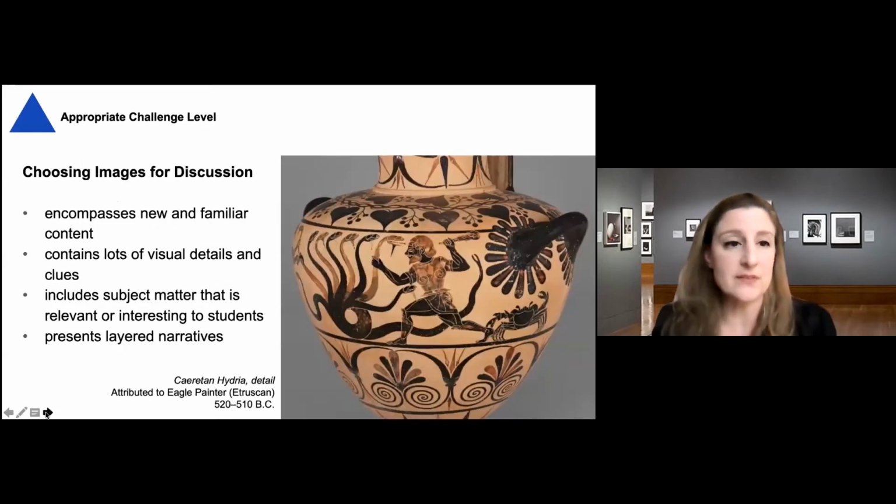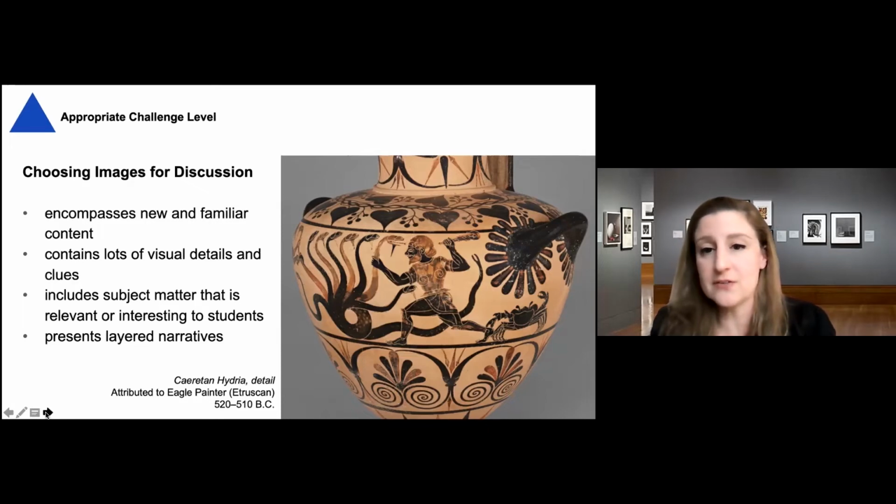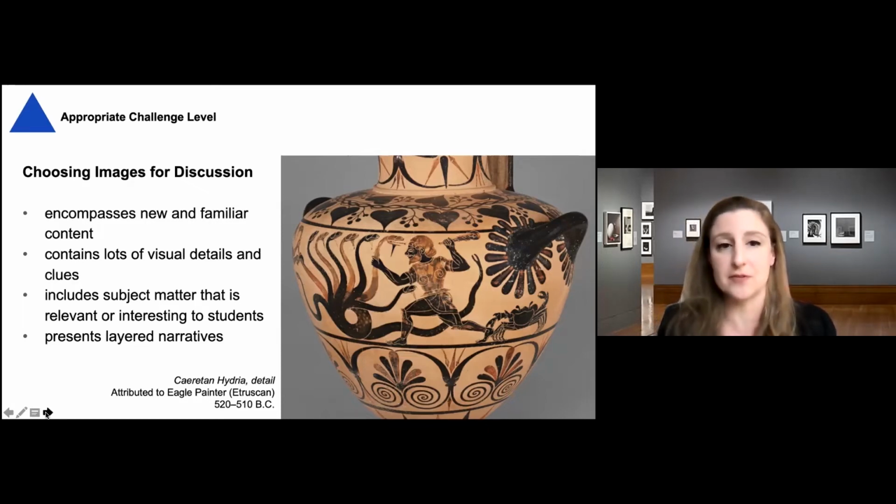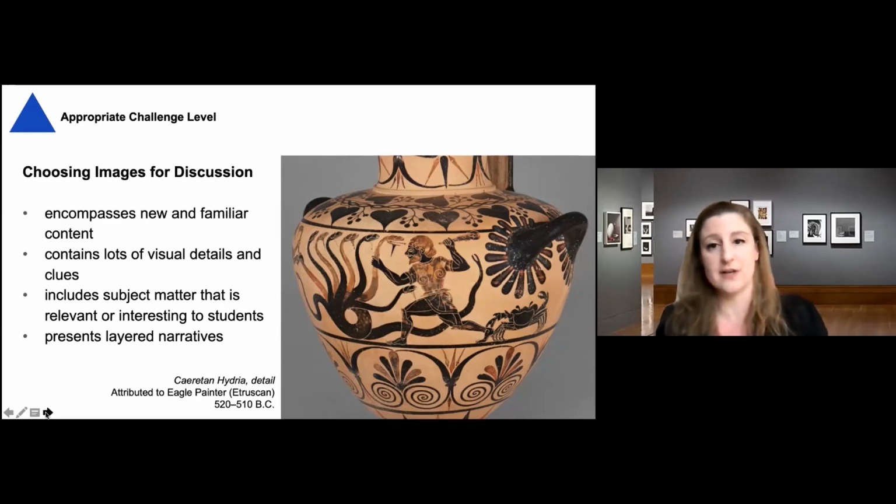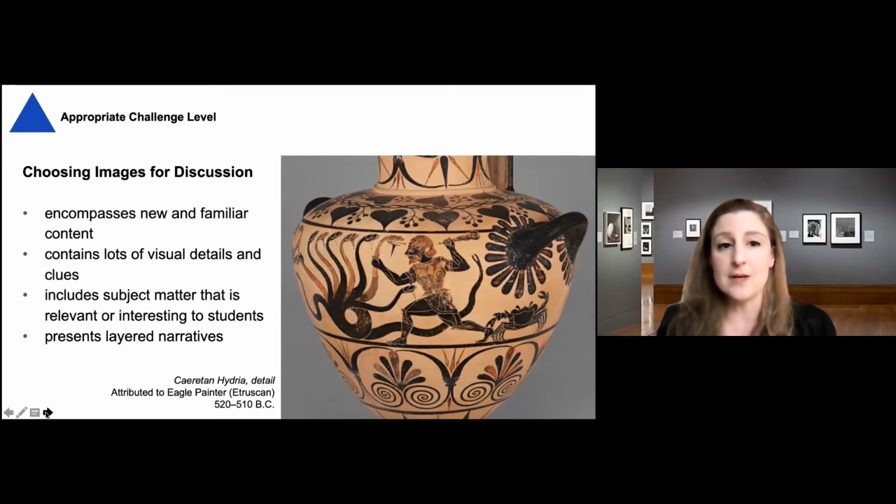Okay, so here's one example. Here's an image, a work of art that tells the story of Hercules battling the Hydra. So what are some elements of this from that list that I was just sharing that would help to make it a good topic for discussion? It likely has both new and familiar content, and also things that are unknown to the student on first look.